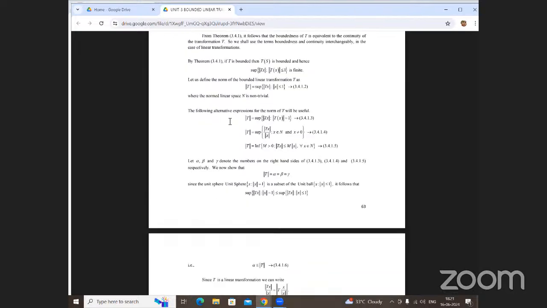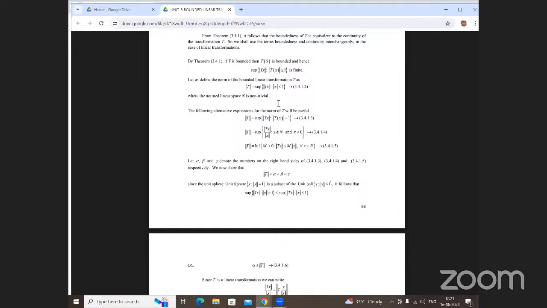Okay. At the same time, an alternative expression: norm T equal to supremum of norm Tx, here norm x equal to 1. So norm x less than or equal to 1, and another one, where the transformation of the norm will be useful, here norm T equal to supremum of norm Tx, so norm x equals 1. So this is the third one.